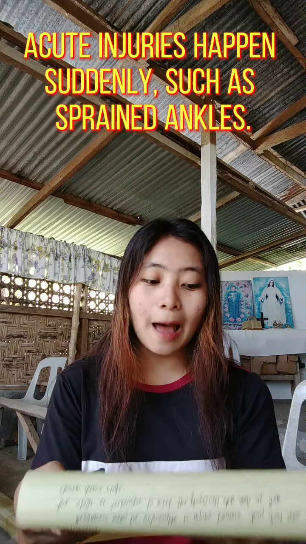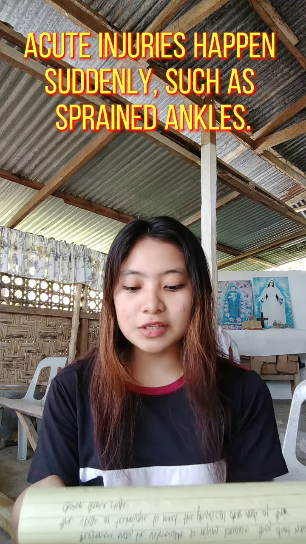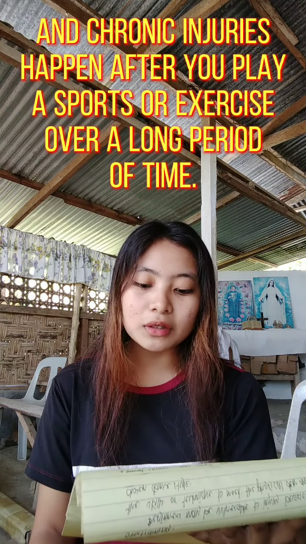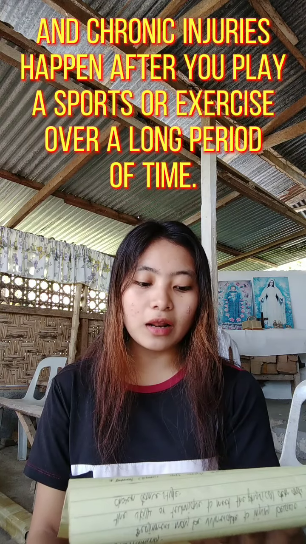What is the difference between an acute injury and a chronic injury? Acute injuries happen suddenly, such as sprained ankles, and chronic injuries happen after playing a sport or exercising over a long period of time.